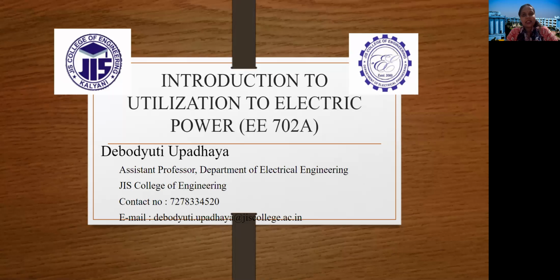In this particular subject, we are going to deal with 4 different categories of electrical engineering, right? In utilization of electric power, we are going to study illumination engineering, traction system, electric heating, the application of electric heating in industry, and electric welding. So 4 different kinds of things we can have in this utilization of electric power subject.